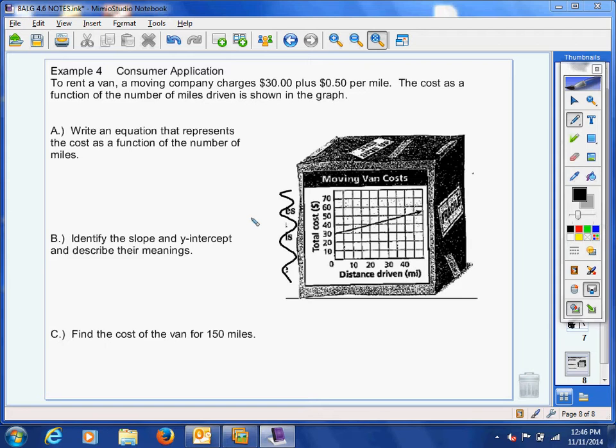In this particular case, we're renting a van. So a moving company charges $30 plus 50 cents per mile. The cost as a function of the number of miles driven is shown in the graph.